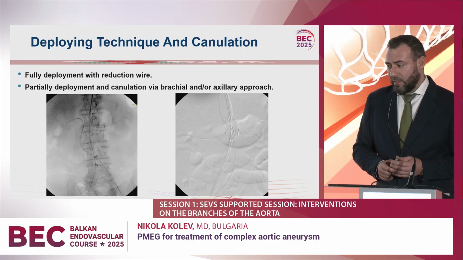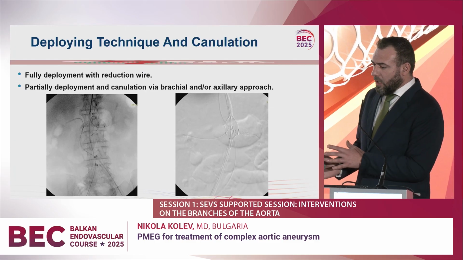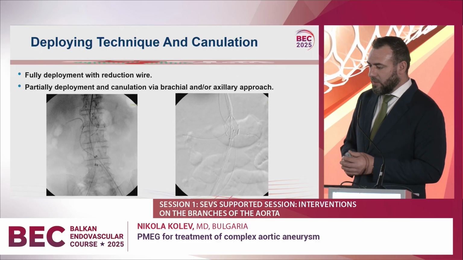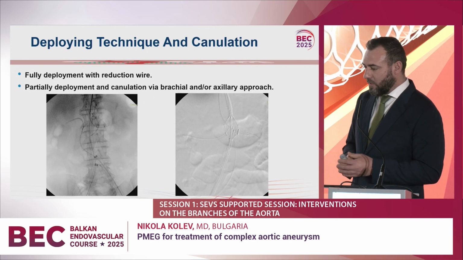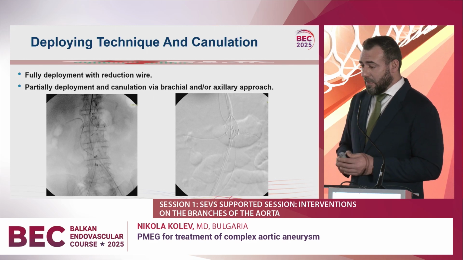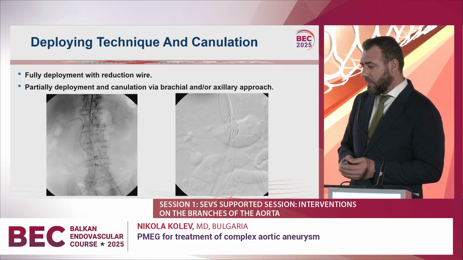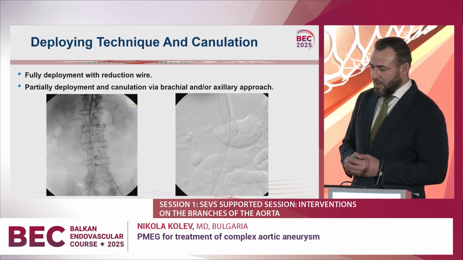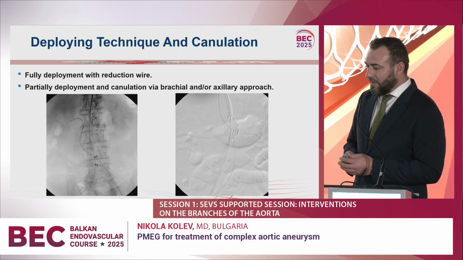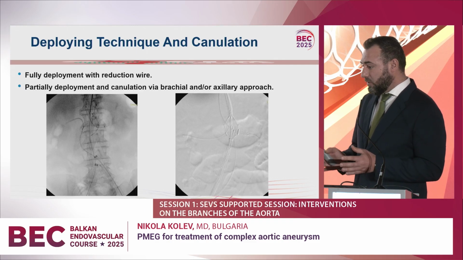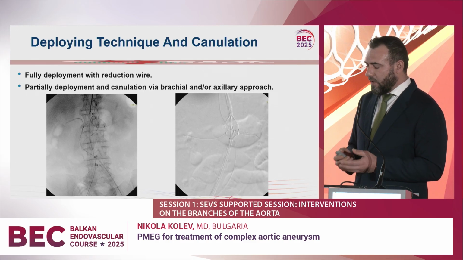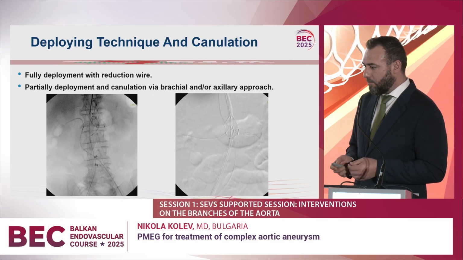So, about the deploying technique. When we are working with a two-component stent graft, we use the tube graft with fenestrations or branches, and we use the reduction wire technique. When we are working with only one main body, we use the technique of partial deployment and cannulation of the visceral vessels via upper limb approaches.